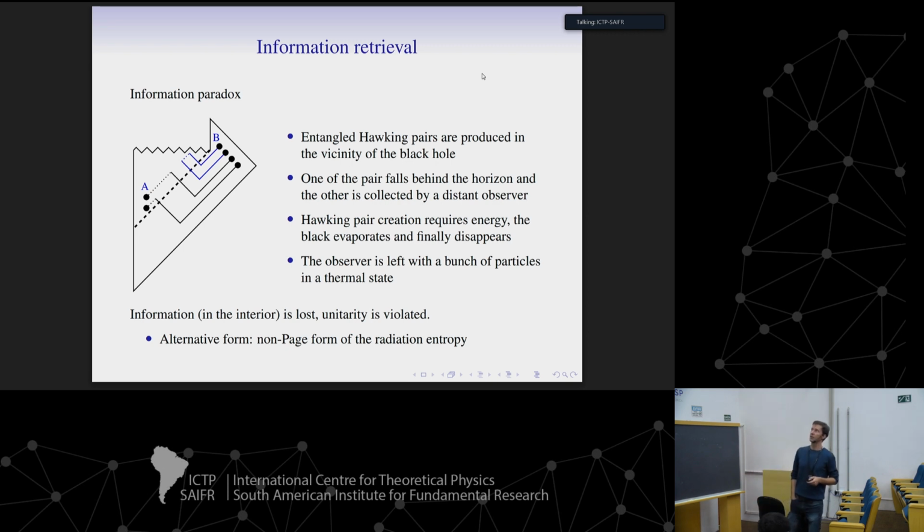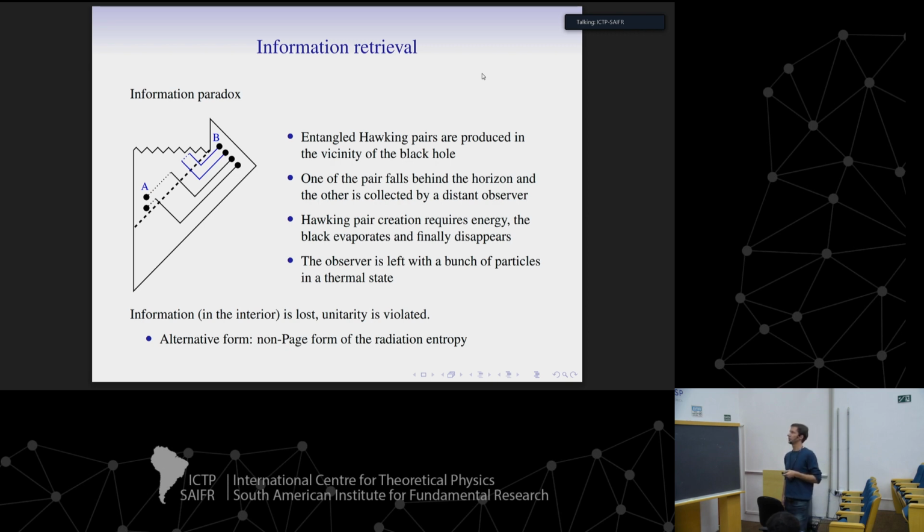So in the information paradox, the problem is related to the production of Hawking radiation, in which one particle of a pair falls inside into the interior and the other goes to infinity. And then an observer that collects the Hawking radiation at infinity will at some point discover that after the complete evaporation of the black hole, there will be a number of entangled particles. So this is not compatible with unitarity.